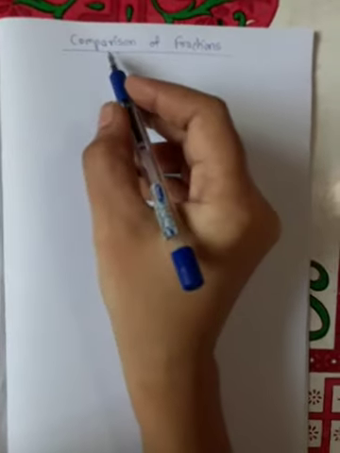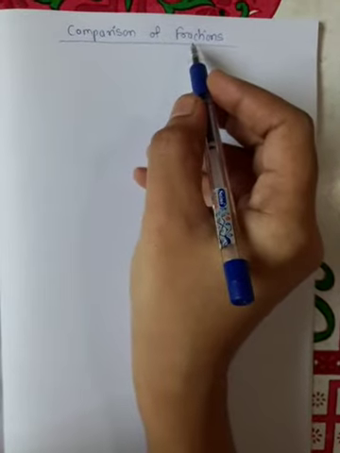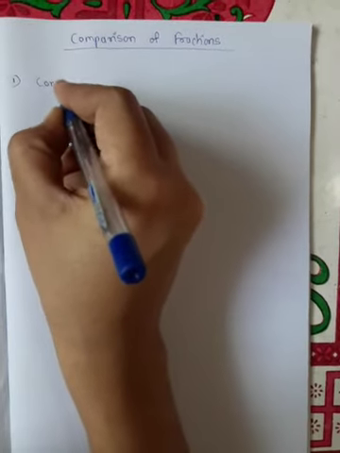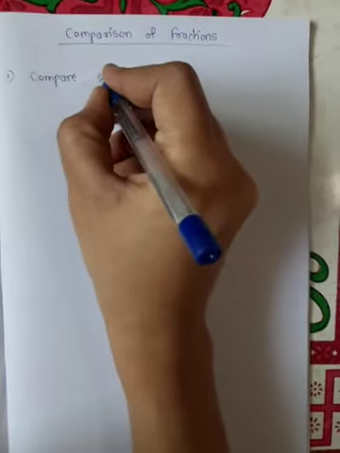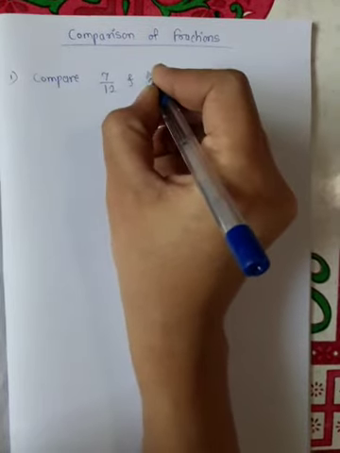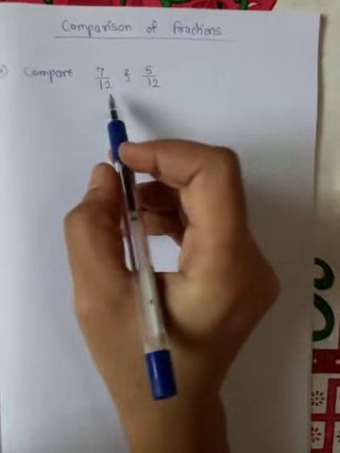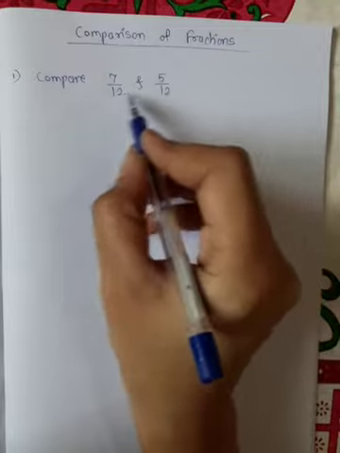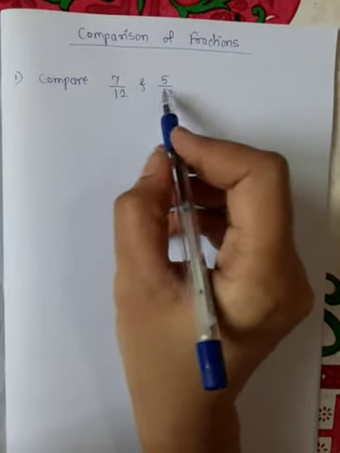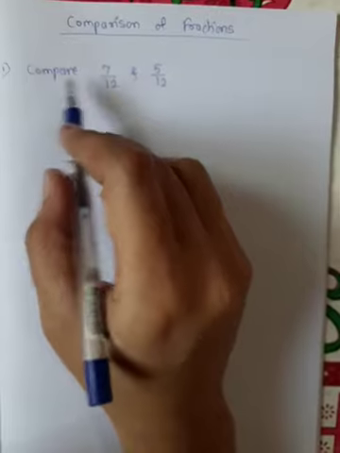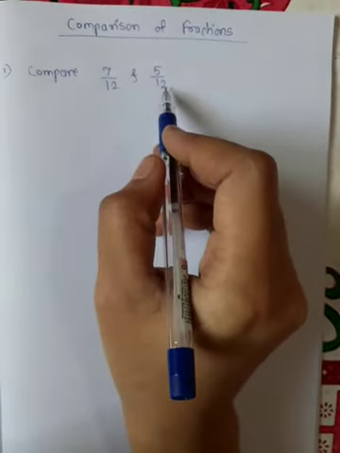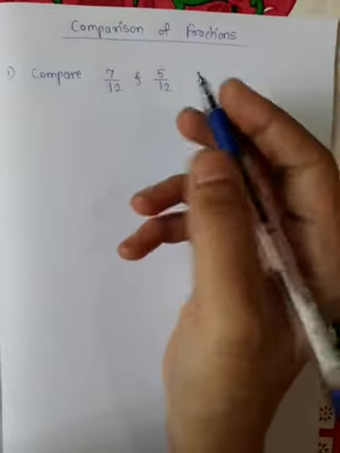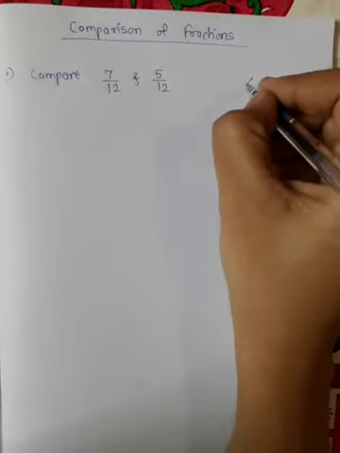Okay, now here we have to compare like fractions and unlike fractions. So first, how to compare like fractions. Take the first example: compare 7 by 12 and 5 by 12. See here, these two are like fractions, because the denominators of these two fractions are same. And we have to compare these two fractions, 7 by 12 and 5 by 12. Compare means you know which fraction is greater and which fraction is less. Before that, you must know about these signs.